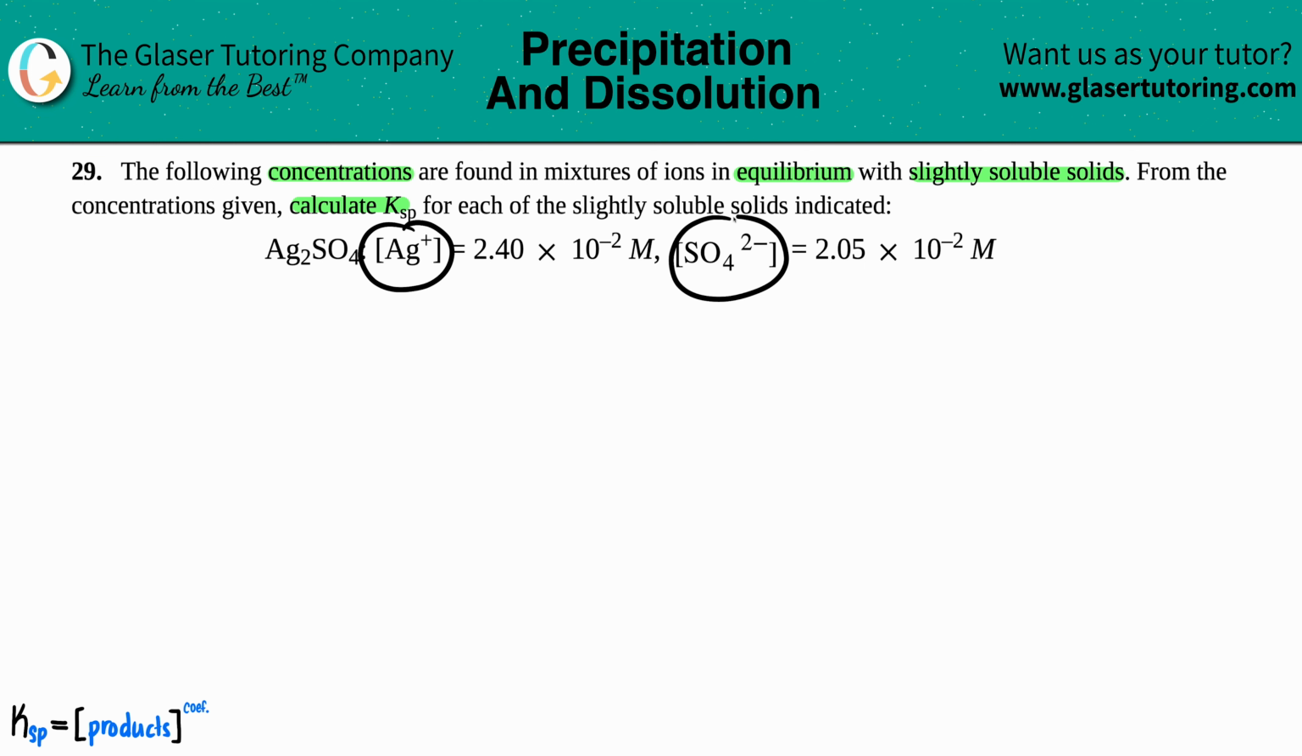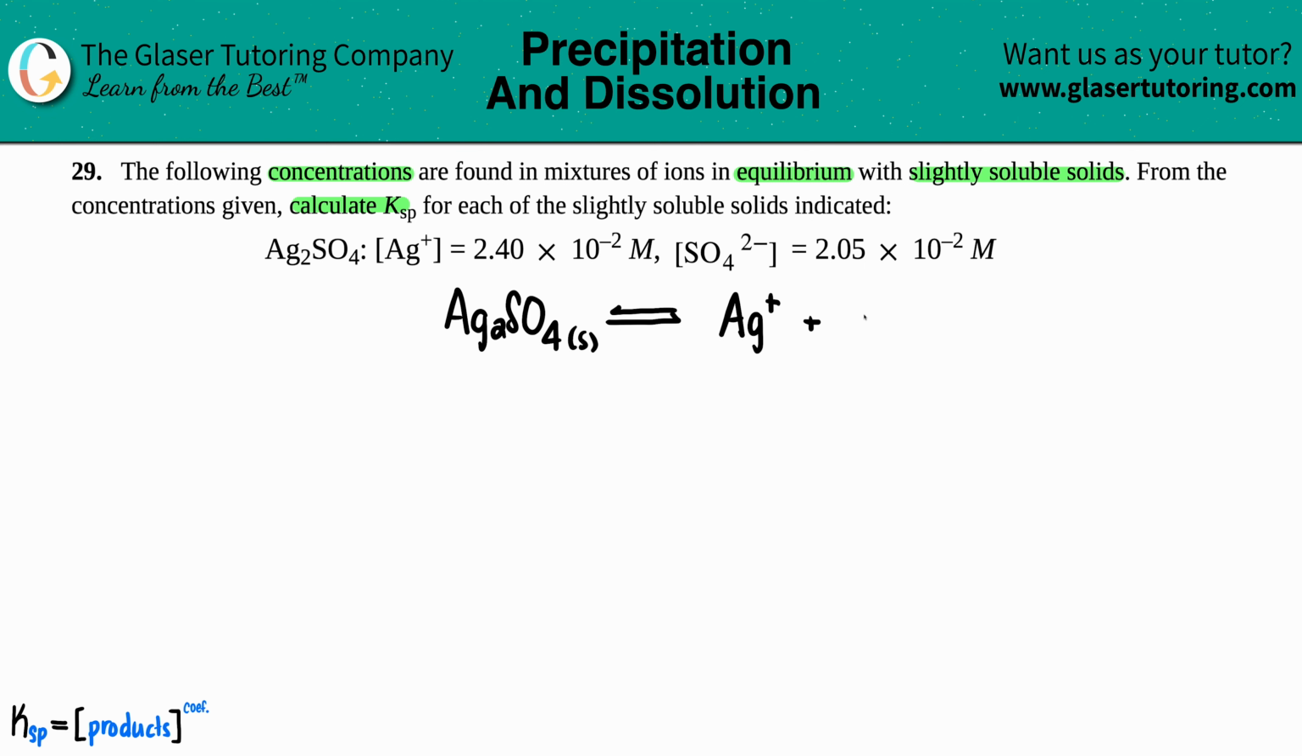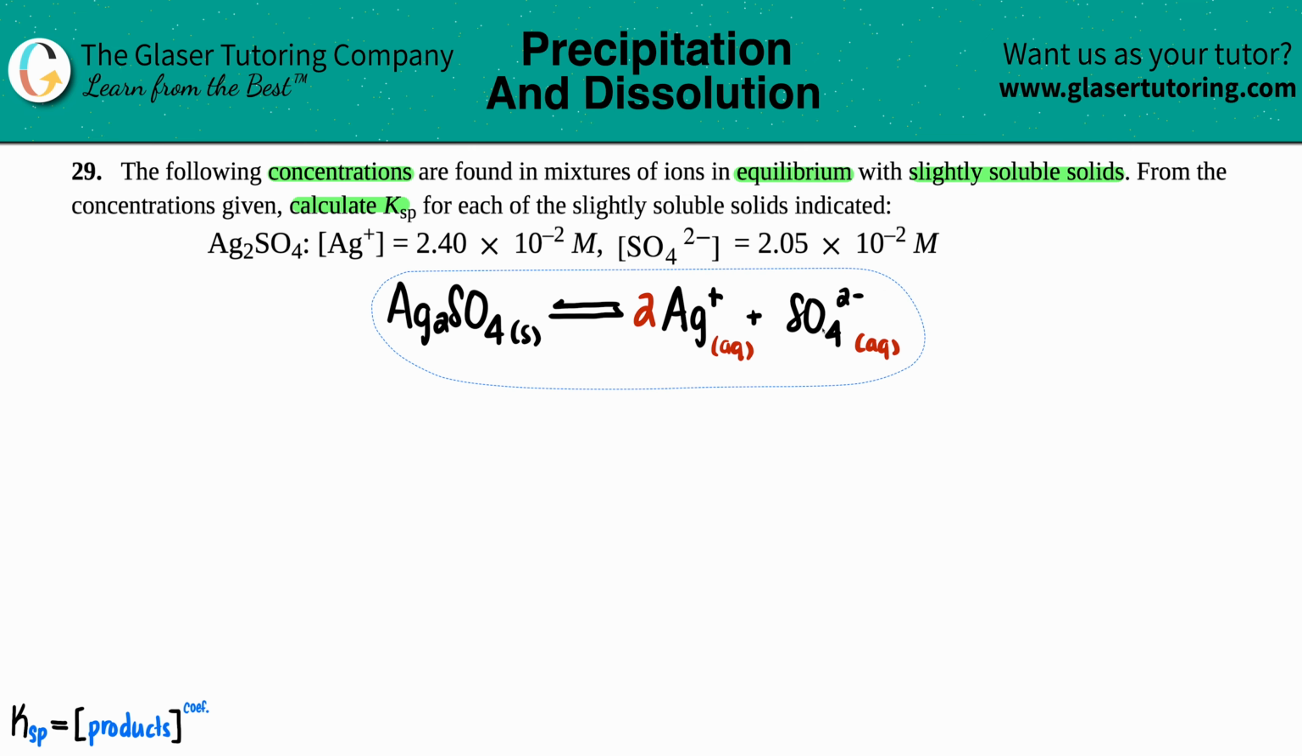They told us what they are already, so I'm just going to use that information. So I have Ag2SO4, that's the solid. This comes to equilibrium with the two ions, Ag plus and SO4 2-. They're charged, right? They're ions, so they're definitely aqueous. Now let's just balance. I do see that I have two silvers, so I do have to put a 2 in front of here, and the sulfates are balanced, so we're good.